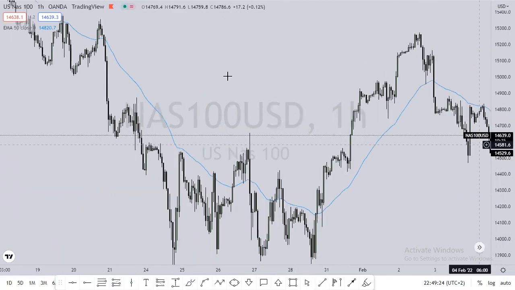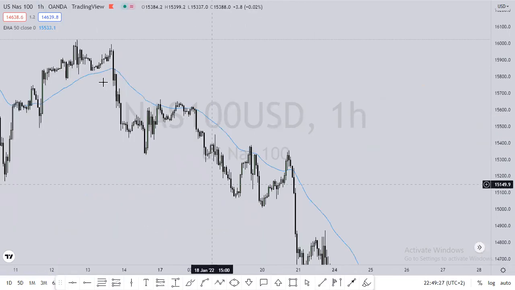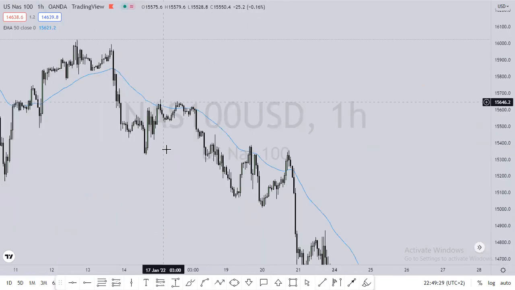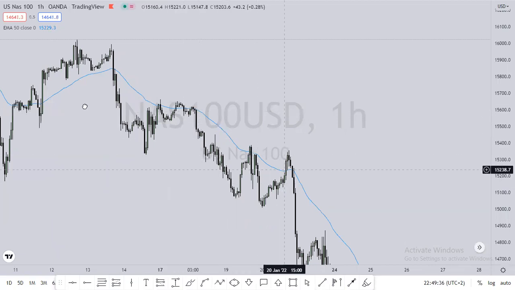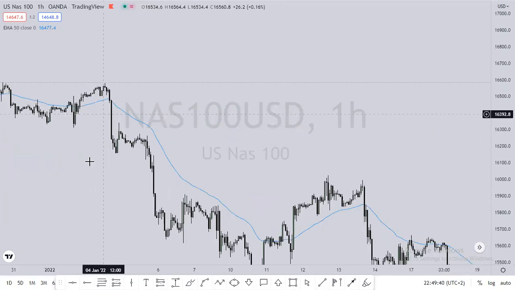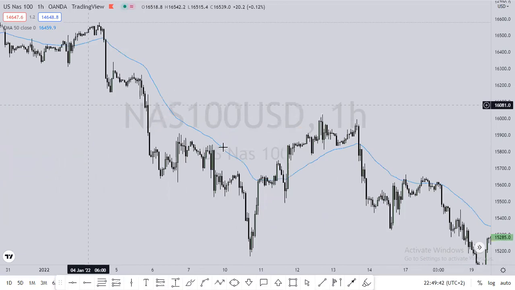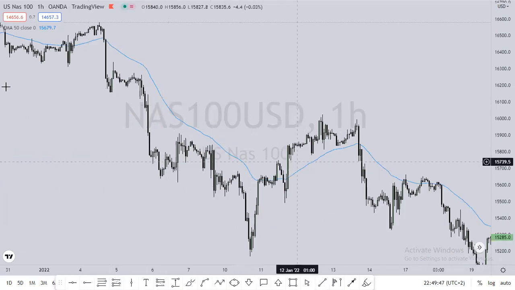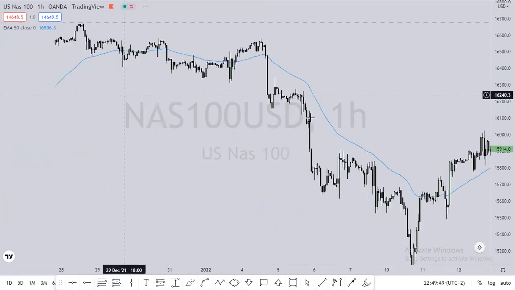I'm going to go over this setup a lot. As you can see, break, boom, retest, boom, retest, boom. You know what I'm saying? This is the setup. This one failed us, as you can see, and came back and broke the EMA.